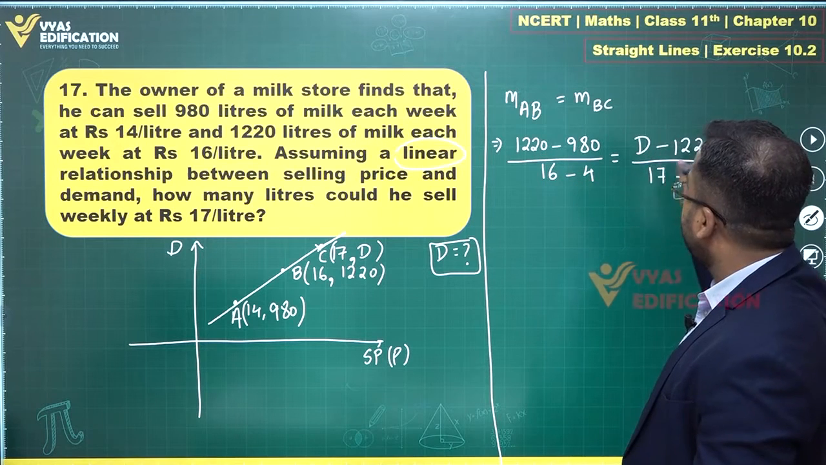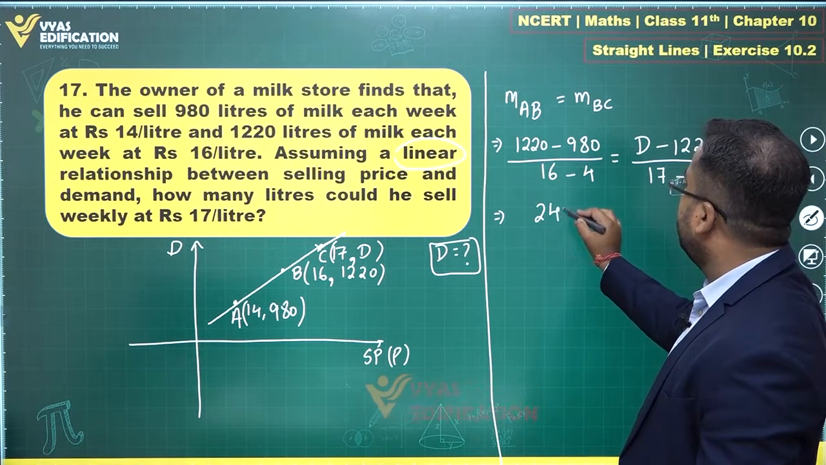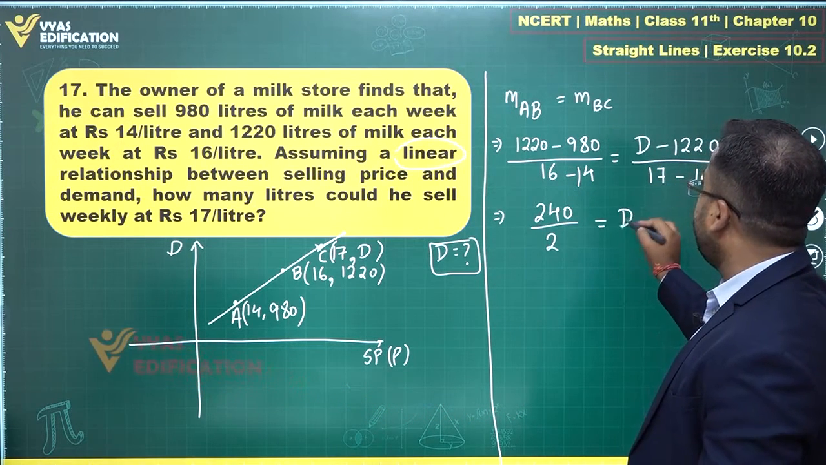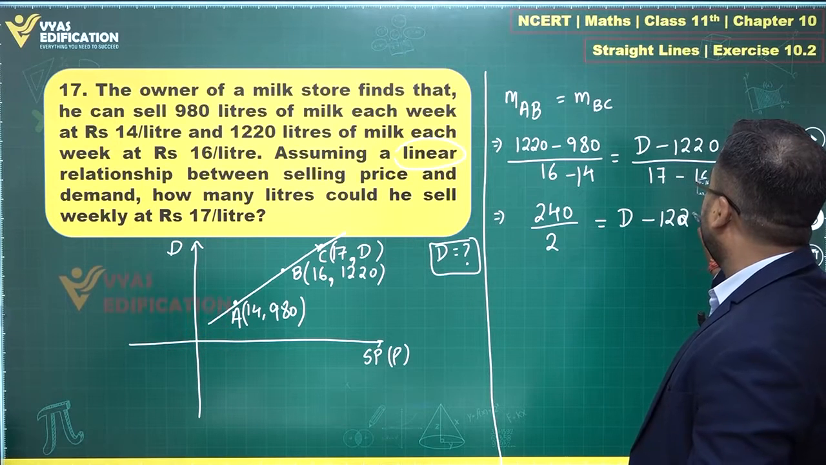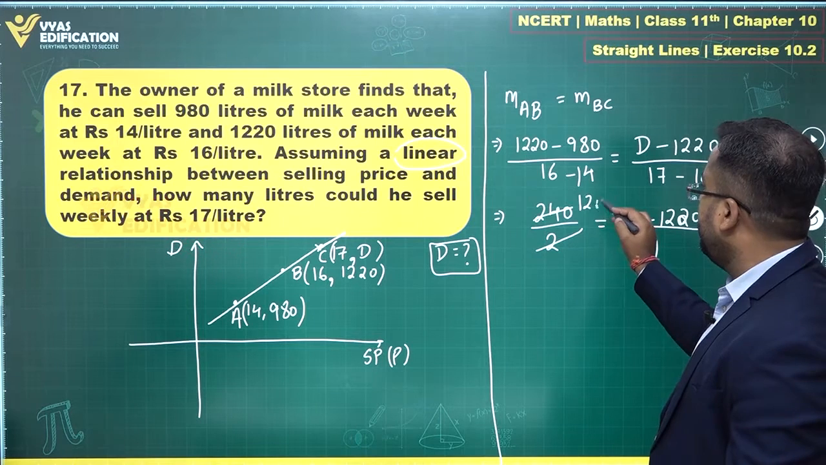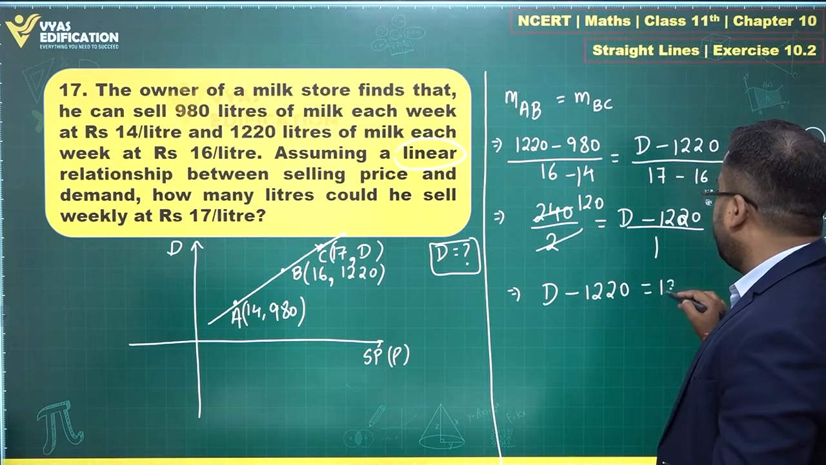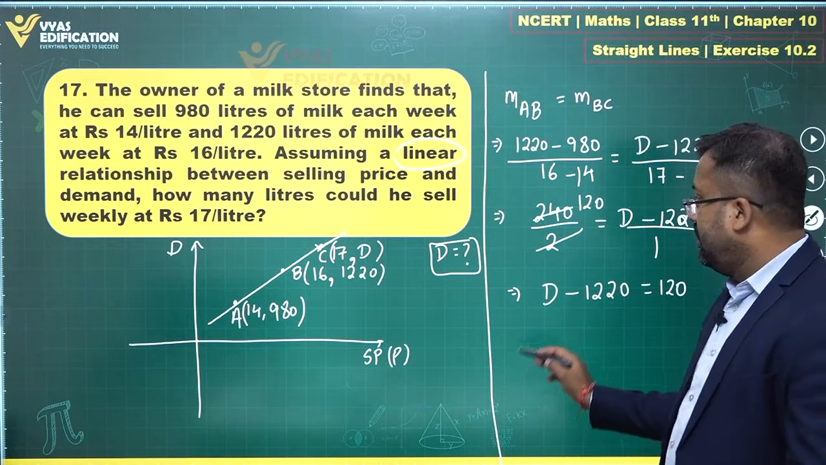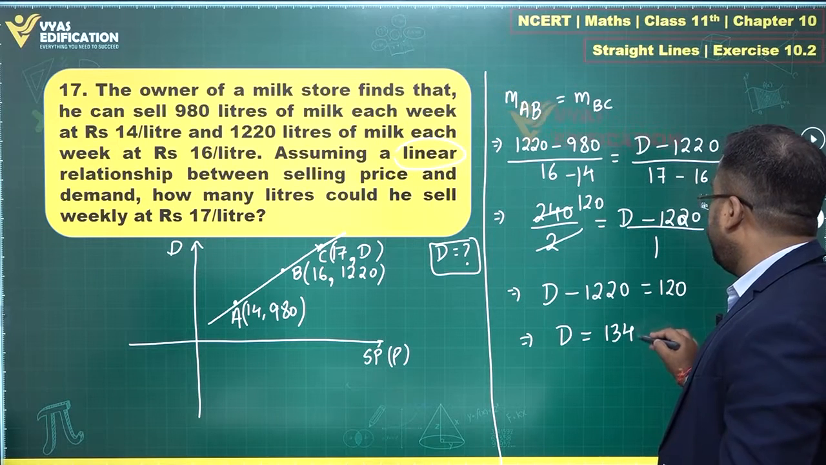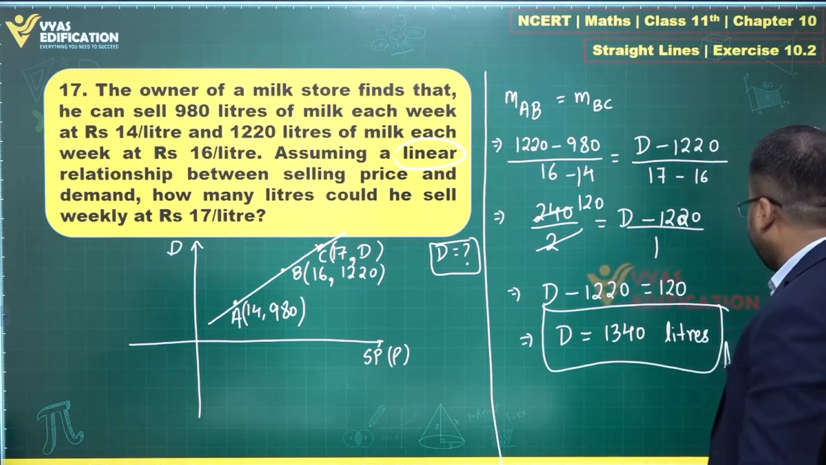So this is 240. This is 14 actually, right? Yes. Upon 2 is equal to D minus 1220 upon 1. Okay. This is 120 over here. So D minus 1220 is given as 120. And this will tell me D is equal to 1340 in liters. That is my required answer.